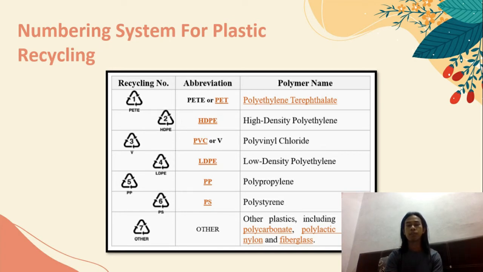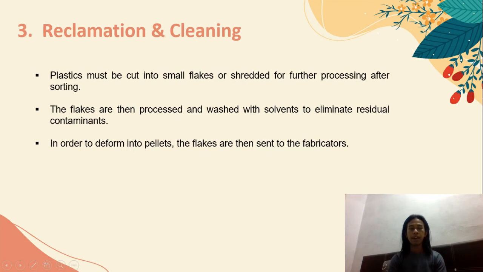When number 4 is inside the triangle, it is called LDPE or low density polyethylene. When number 5 is inside the triangle, it is called PP or polypropylene. When number 6 is inside the triangle, it is called PS or polystyrene. When number 7 is inside the triangle, it is called others. Others mean plastic including acrylic, polycarbonate, polylactic acid, nylon, and fiberglass.